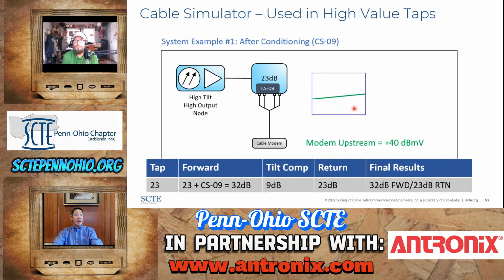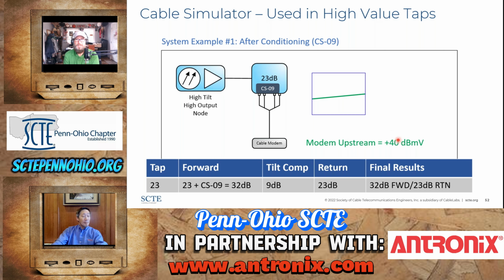So if instead of that 32 dB tap, I use a 23 tap and a cable simulator with a 9 dB cable simulator, you're actually adding 9 dB to 23 dB for the forward band downstream. You're simulating a 32 dB in the forward, but I'm only having 23 dB in the upstream. This way, the cable modem only needs to overcome 23 dB, and the transmit level can go down to a more reasonable plus 40 dBmV upstream transmit level if you use a cable simulator in high value taps.